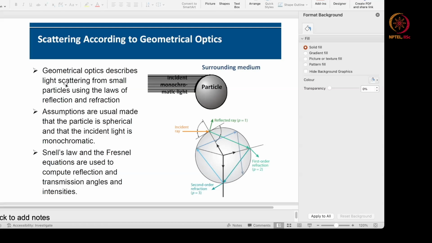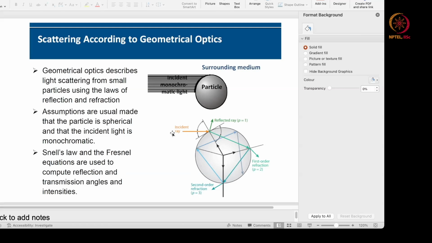The assumptions usually made are that the particle is spherical and the incident light is monochromatic, as in the case of a laser, for example. Subsequently, Snell's law and Fresnel equations are used to compute the reflection and transmission angles and intensities. And we already saw how you can calculate the power as well.